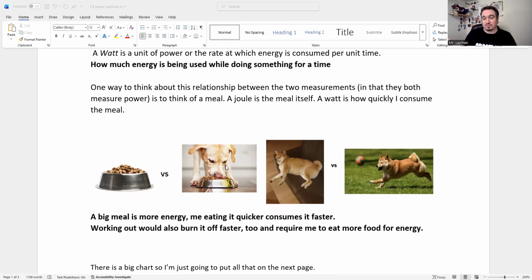But I do see two other dogs. One is taking a nap, one is running around with a ball. The one that's running around with the ball is burning off energy faster, so that one's consuming more watts. Now granted, they might have had the same amount of dog food, but one of them is going to burn off that dog food a lot faster. A big meal is more energy, and me running around and lifting weights and playing tennis and things like that would burn off that food faster, requiring me to replenish that energy.